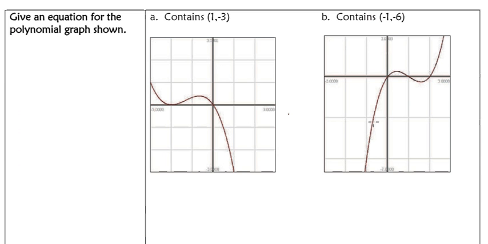All right, page 3 of your notes here, and we're going backwards this time. We've got the graph already, and we've got a point that it's going to go through, and we're going to have to use the graph and specifically use the roots to find out what the equation was for the polynomial graph shown. So we're working backwards from what we've been doing over these last few.